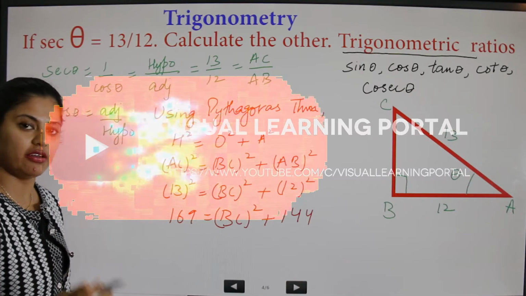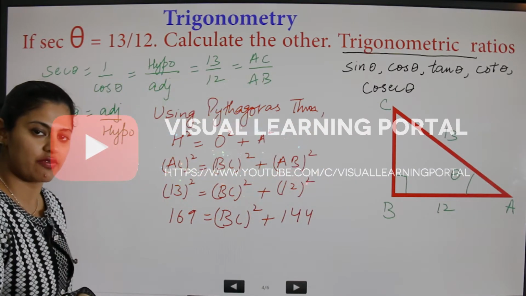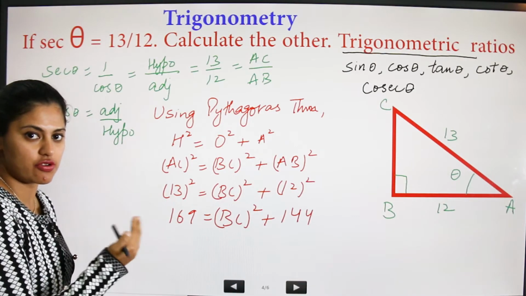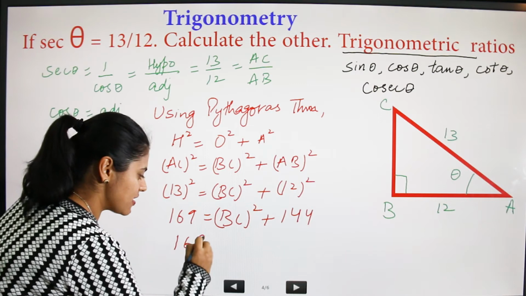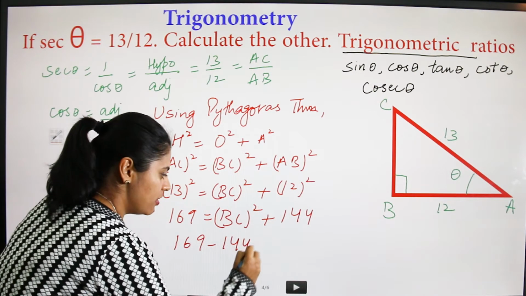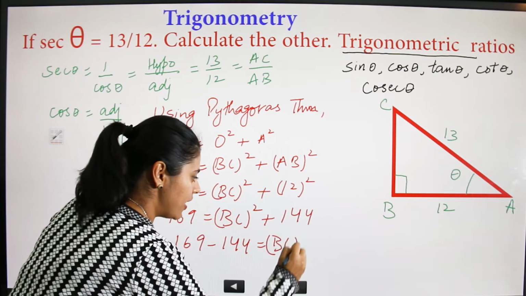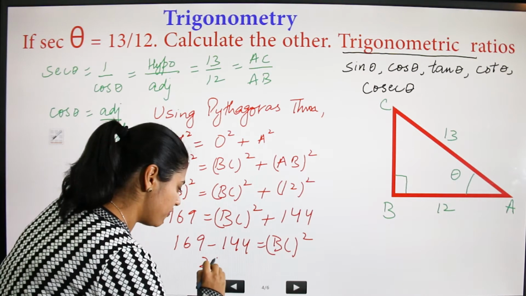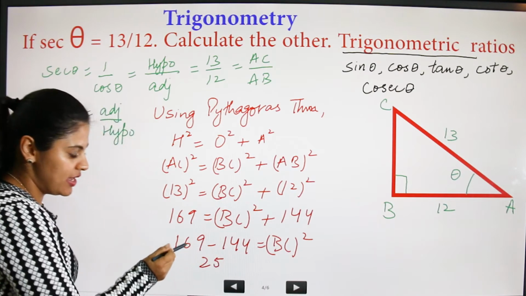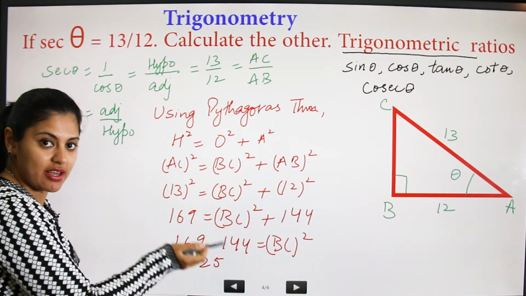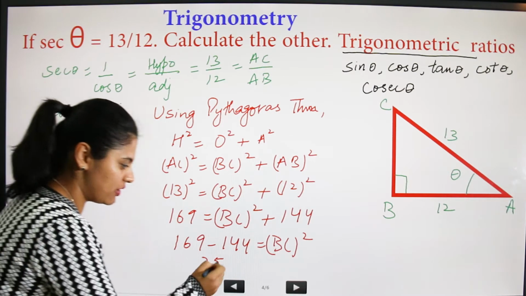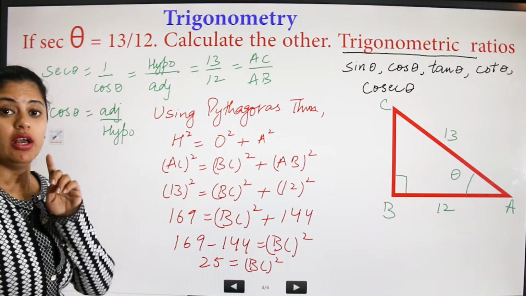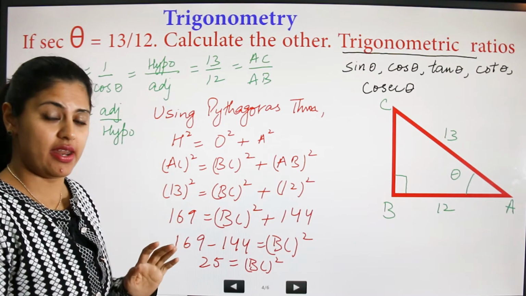Now, it's time to take 144 to this side of equal to so that you can find the value of BC. When you move the positive term to the other side of equal to, it will become negative. So, 169 take away 144 is equal to BC whole square. 169 take away 144, you will get 25. 9 take away 4 is 5, and 16 take away 14 gives you 2. So, 25 is equal to BC whole square. Now, it's time to find only the BC value, not BC whole square. What are you going to do?